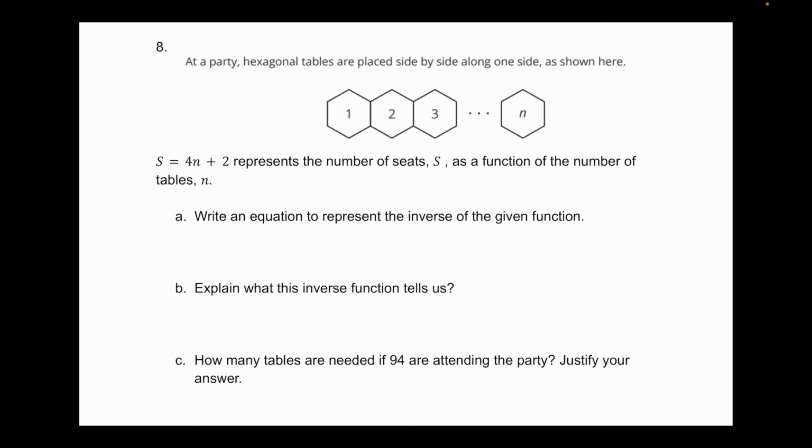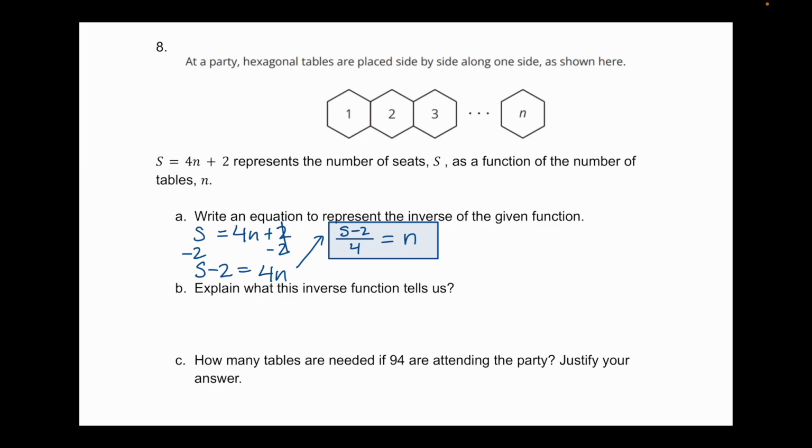So tables is n and seats is s. We want to solve for n because this is already solved for s. So we want to get n by itself. That means we need to subtract 2 first from both sides. Then we're going to divide both sides by 4. So that would be s minus 2 divided by 4. And this is going to be equal to just n. That's my inverse right there. Don't need to do anything further.